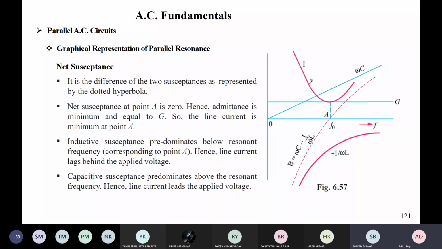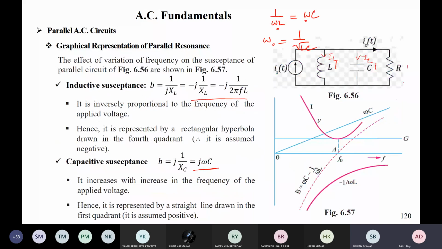Okay, so the net susceptance at resonance will be like conductance. Actually it is 1 by R kind of thing. Whatever R value you are taking, 1 by that will be passing through. So the net admittance will be converted into conductance when resonance happens at this frequency.